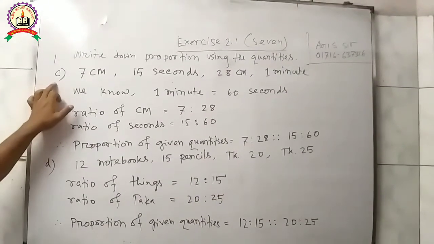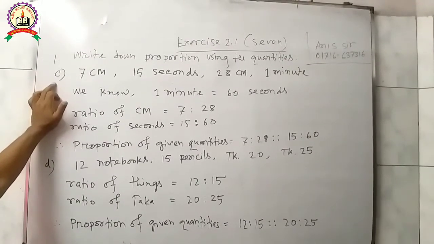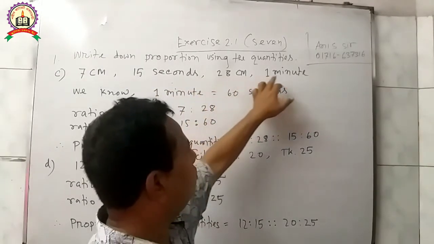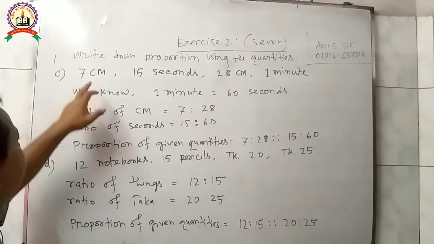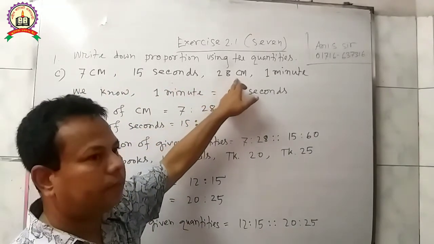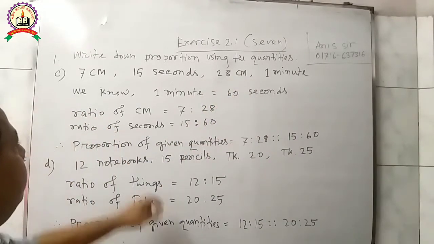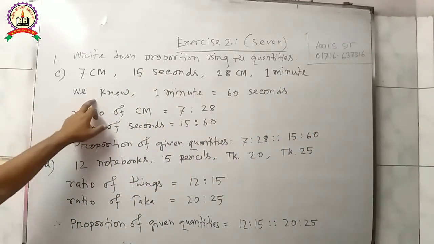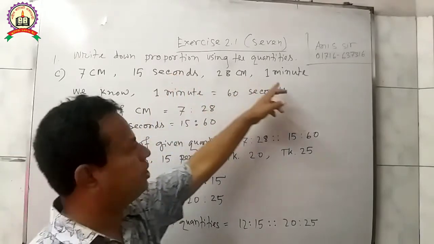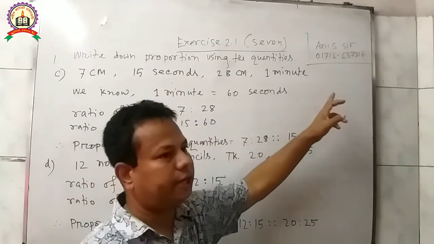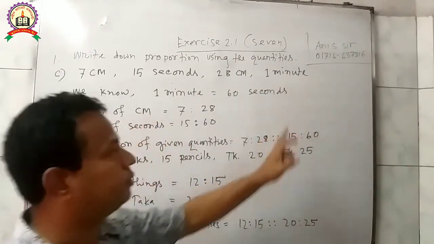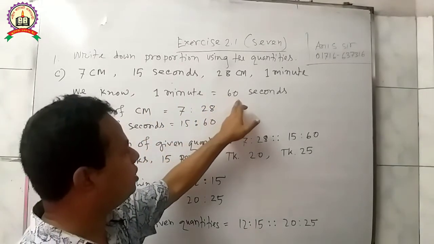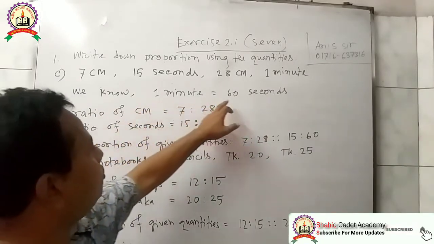Now C of 1. The four quantities are 7 cm, 15 seconds, 28 cm, 1 minute. Here 7 cm and 28 cm are of the same kind, and 15 seconds and 1 minute are of the same kind. So we have to convert minute into seconds. We know 1 minute equal to 60 seconds.